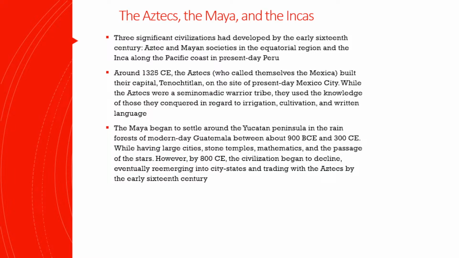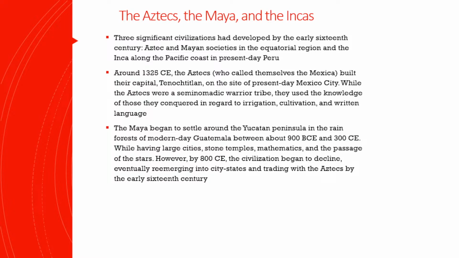Let's see. Now on to the Maya. The Maya had been around for a very long time. They were settling the Yucatan Peninsula, around modern day Guatemala, as far back as 900 BCE to around 300 CE. So that's about 1,000 years of just building stuff.